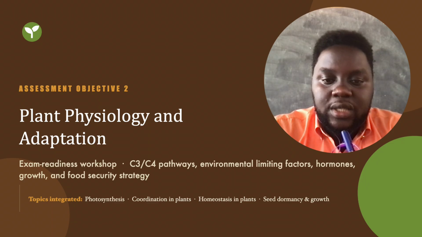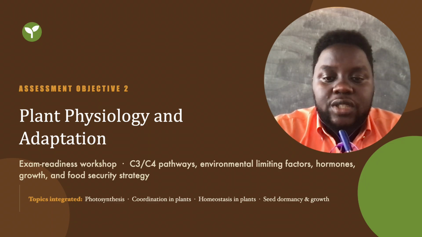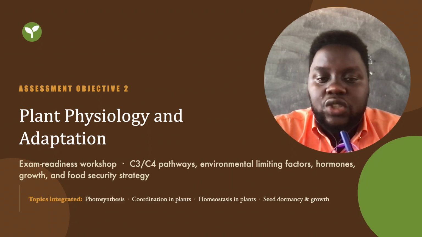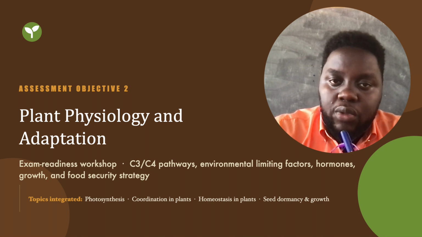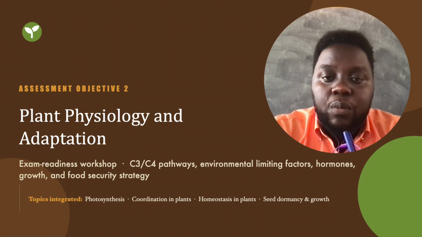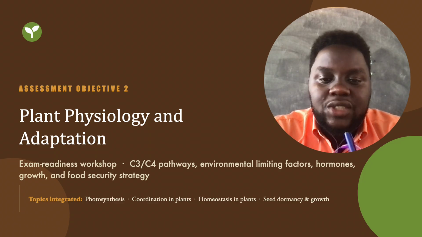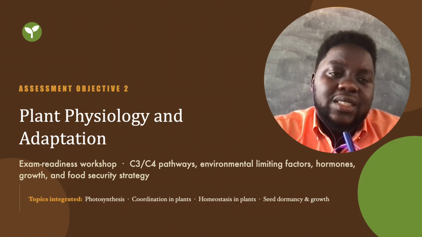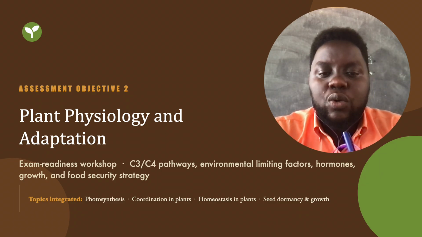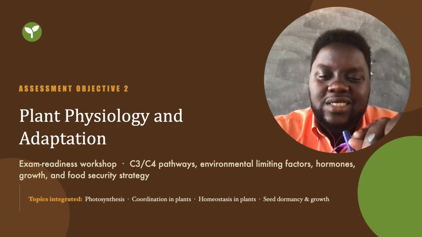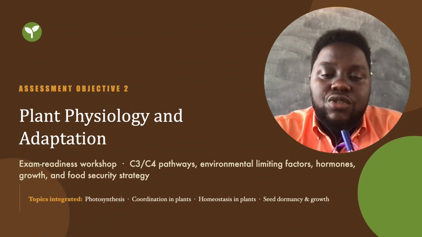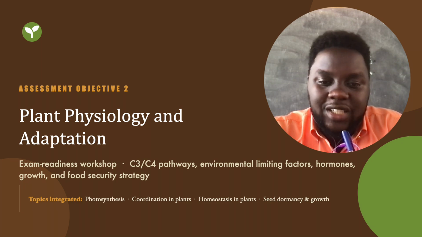Let's look at the 4 topics that are integrated. Listed at the bottom of this slide are the topics that are involved. We have photosynthesis, we have coordination in plants, which means, of course, the hormones that control plant growth and how plants respond to the changes in the environment. We have homeostasis in plants, we have water balance, and seed dormancy and growth. By the end of this session, you will have seen exactly how a question can weave all these 4 together in a single scenario, and how exactly you can use these topics and this information to answer it. Let's get into it.